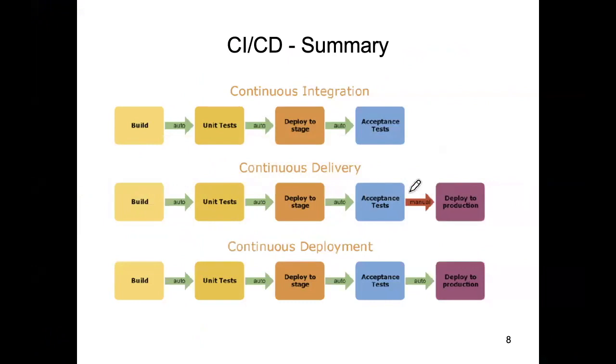Right, so continuous delivery is where this step is not automatic. It has to be initiated by the project leader or team leader, I guess. That's continuous delivery. Continuous deployment is where this step is automatic. So there's no manual intervention at all. Right, I think it's a nice visual representation of this practice, if you like.